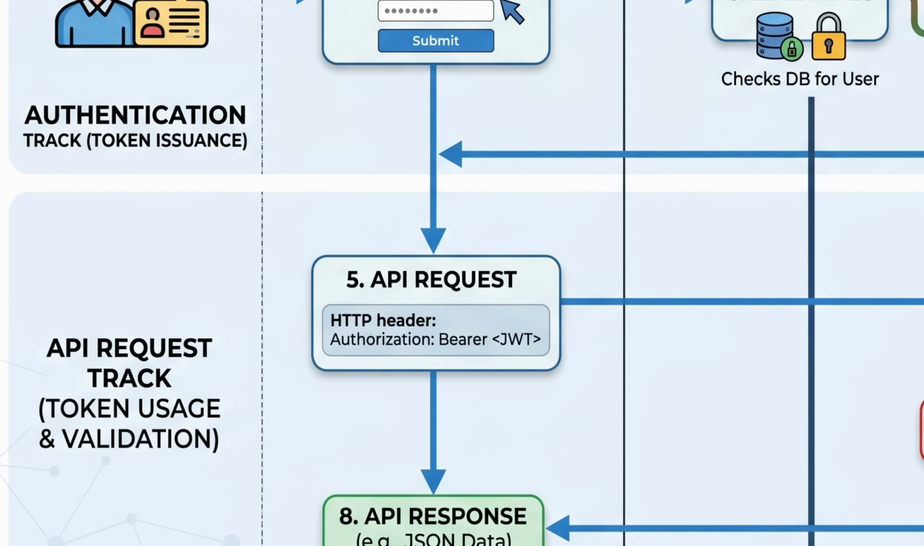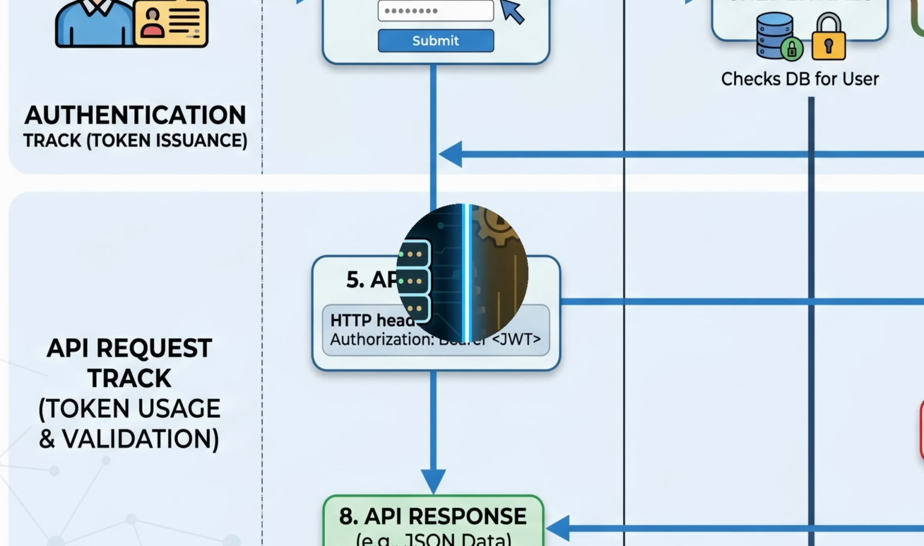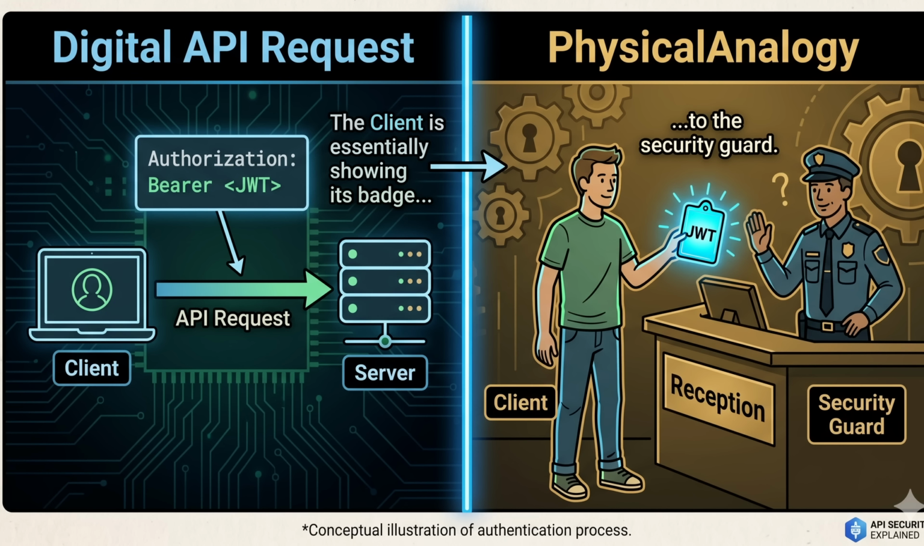Now that the user is logged in, they want to actually do something, like view their profile data. The request: the client makes an API request. Notice the HTTP header, Authorization: Bearer JWT. The client is essentially showing its badge to the security guard.